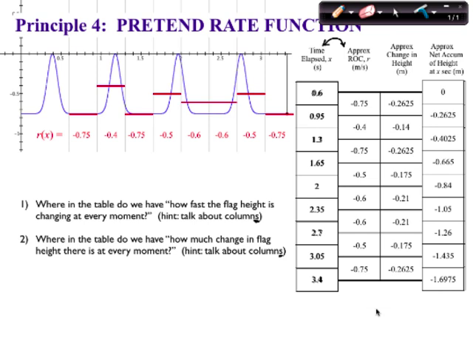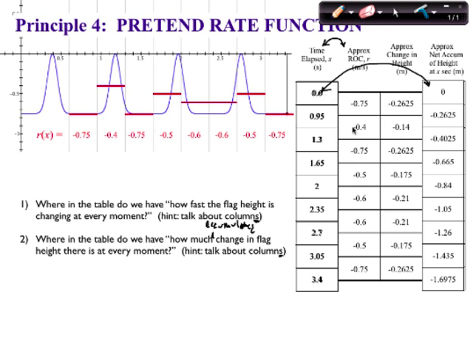Okay, where in the table do we have how much the change in flag height is at every moment? He wants first and third. What's that? First and fourth. Okay, definitely first, every moment. So how much change in flag height? Oh, I should have been a little more specific. How much accumulated? Okay, well then you were right. If you chose 3, I guess. Accumulated would be what? First and fourth.